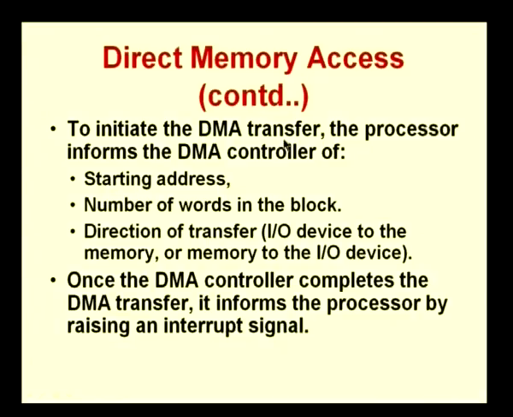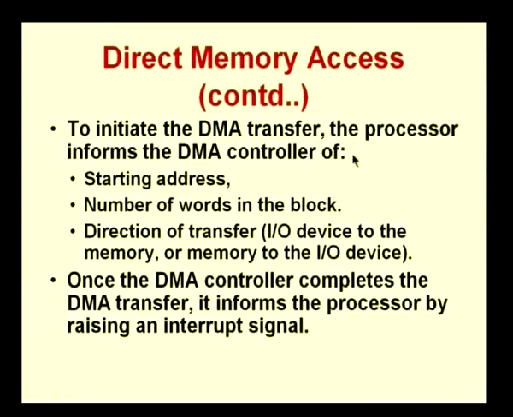What is it the processor will have to specify? When I say the processor, all we are talking about is some program which is running on the processor, which is responsible for initiating this DMA transfer. So, what are we expecting from that? It will specify, one, the starting address, that is, from which address the data has to be transferred, and then the number of words in the block, that is, if you are doing a block transfer, how many words have to be transferred. That is the second thing. And the third is the direction of transfer. What we mean by direction of transfer here is whether you want to transfer from the IO device to the memory or from the memory to the IO device.